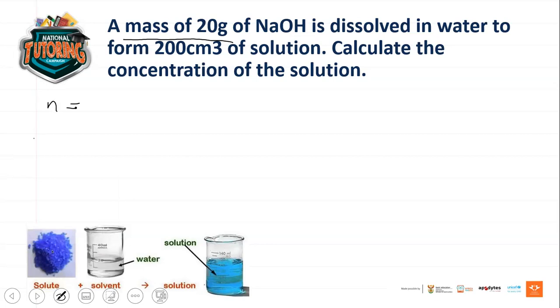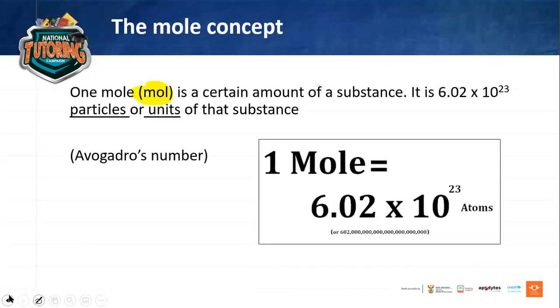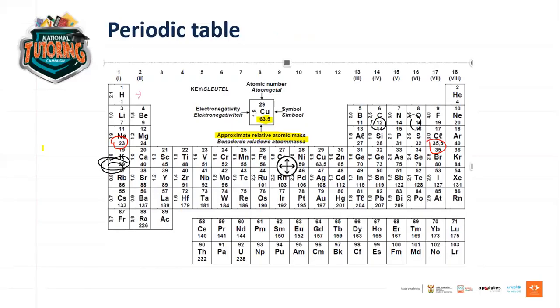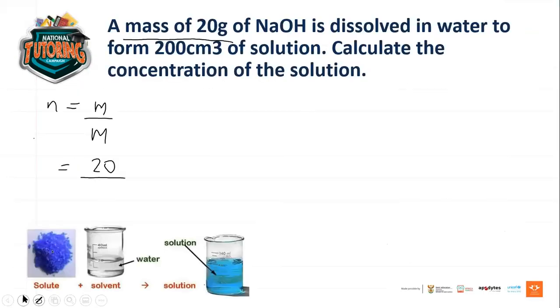Number of moles is equal to mass divided by molar mass. The mass, they gave it to us in the question, it's 20 grams. Now the molar mass of sodium hydroxide, we've got to double check that on the periodic table. Sodium is 23, oxygen is 16, and hydrogen is 1. Even I don't always know them off by heart. So the molar mass of sodium hydroxide would be 23 for sodium, 16 for oxygen, and 1 for hydrogen.